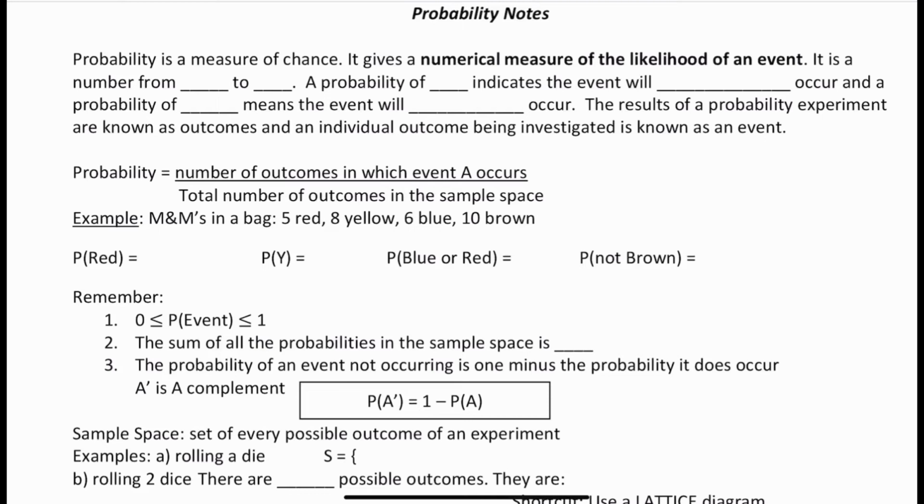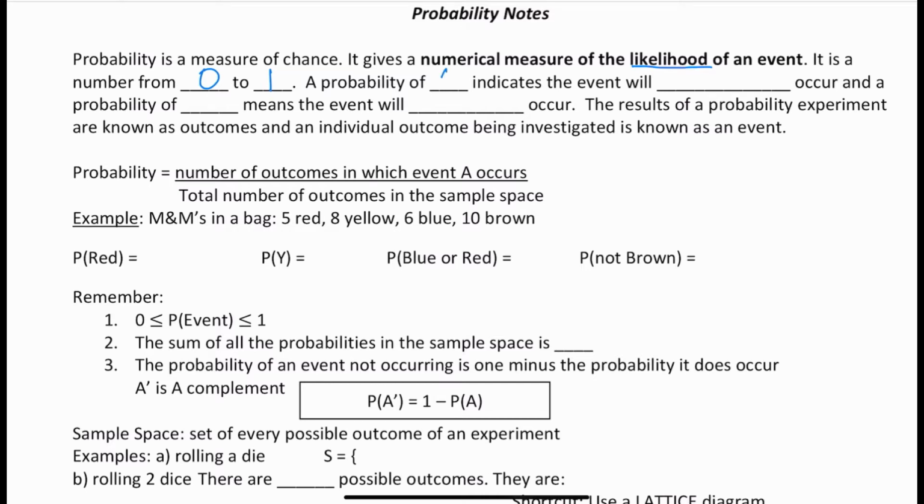Today we're going to talk about probability. Probability is a measure of chance. It's going to give you a numerical measure of the likelihood of an event occurring. It is a number from 0 to 1. Super important: probability is a number from 0 to 1.